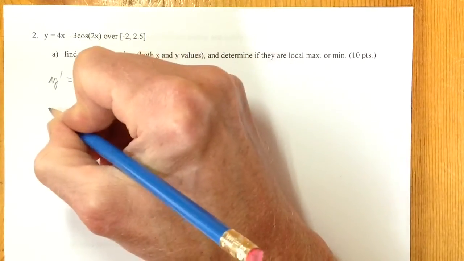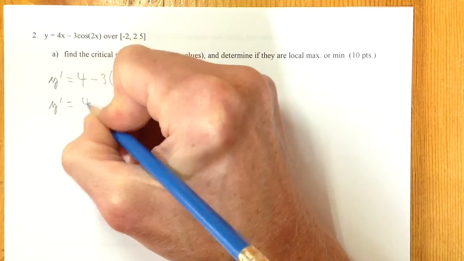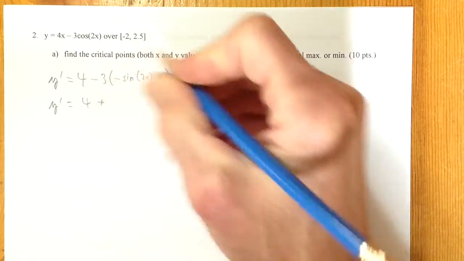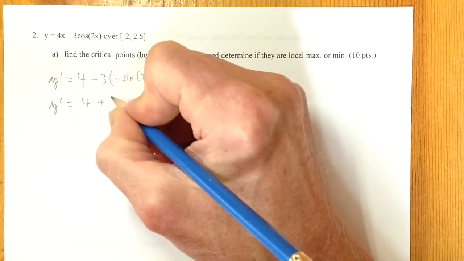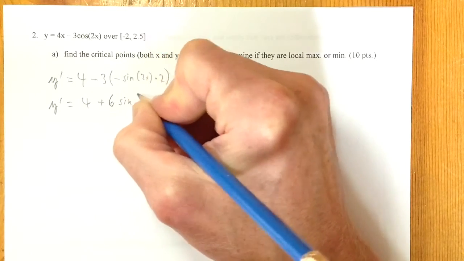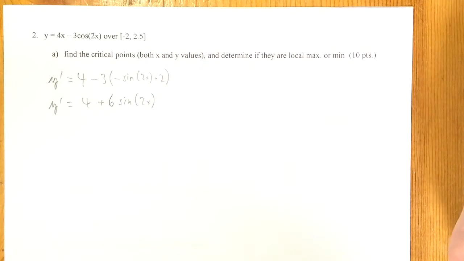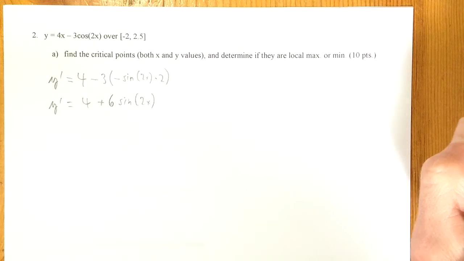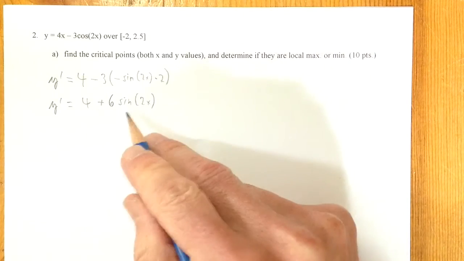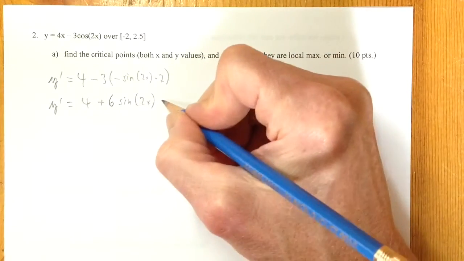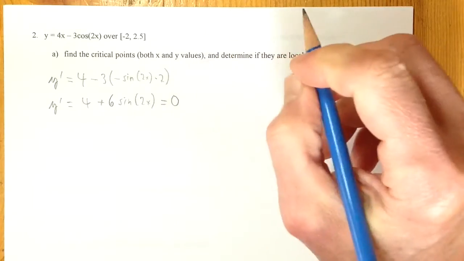Okay, let's rewrite this. So y prime is 4 minus a negative is plus 2 times 3 is 6 sine of 2x. That's our derivative. It's never going to be infinite. We're not dividing by something, but it could be 0. So let's set it equal to 0 and find all the places where it's 0.